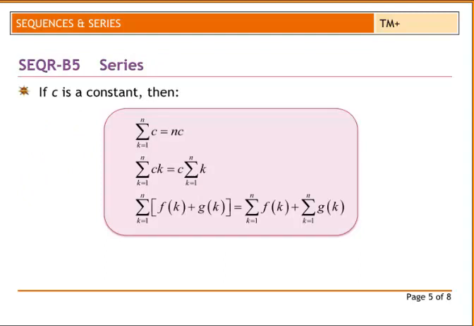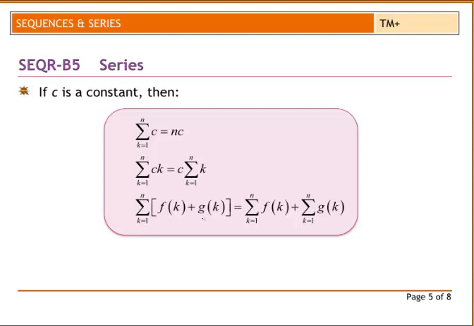Just some rules here. If you just have the sum of a constant, then you're going to be coming up all the way up to n and just get n times c. If I have this constant c here, I can bring it out the front of the sigma. So I can just work out the sum of this and then multiply the end result by c.